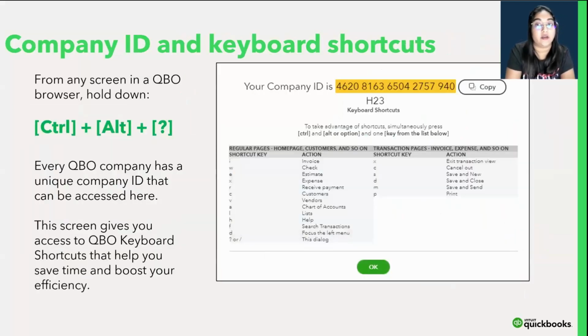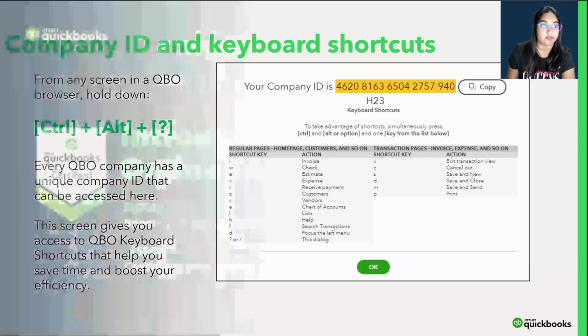And this is a really important thing to look at, your company ID and keyboard shortcuts. So from any screen in QuickBooks Online, you're going to hold Control, Alt, and question mark, and it's going to open the screen, and you need to copy that company ID. What that does is if you have any support queries, you're going to use that company ID so they know where to look. And these are just some shortcuts that you can use to quickly access things in your QuickBooks Online Accountant version.